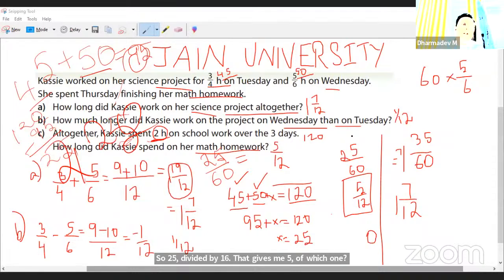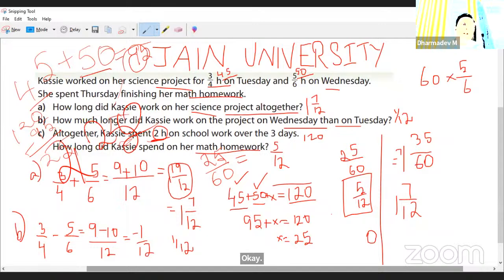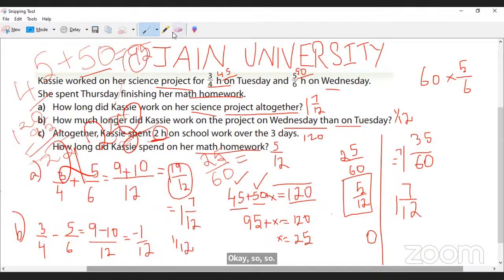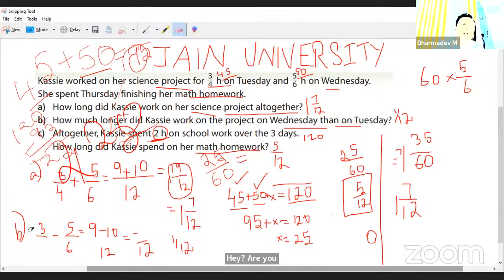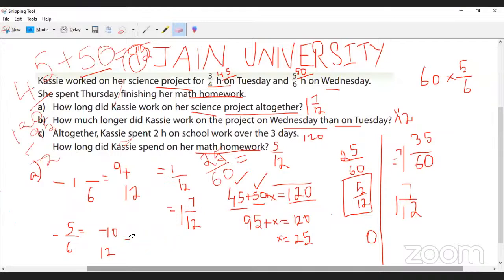Are you clear with that? Question: how did you find that 45 plus 50 equals 95? Where does it come from, that 24 is the answer for question number C?